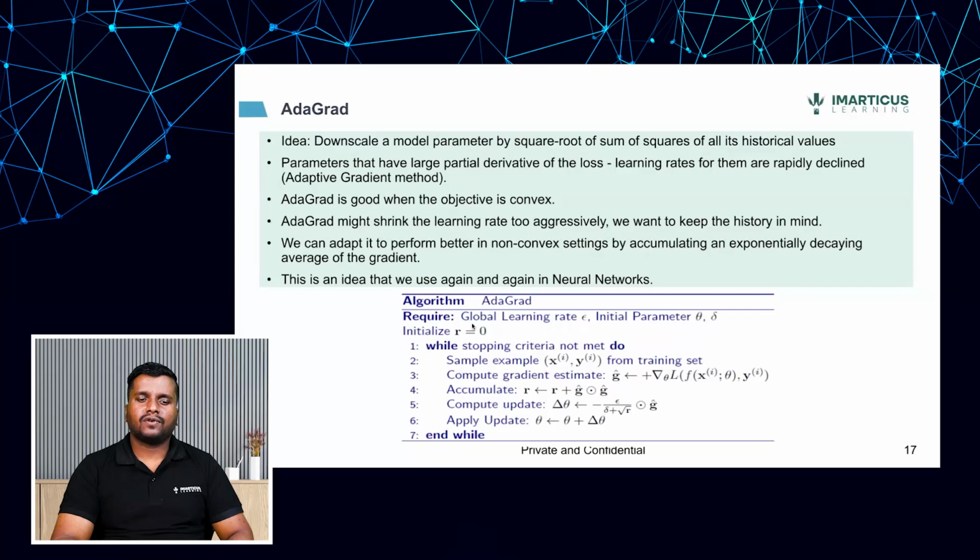We can adapt it to perform better in non-convex settings by accumulating an exponentially decaying average of the gradient. So we can change the mathematics to an exponentially weighted gradient accumulation, and that is what RMSProp does. And here we can see the example as well. While the stopping criterion is not met, it will compute the gradient estimate, and then it will accumulate the value of r, which is the initialization parameter, and it keeps on adding. We will compute and update the value of delta theta and apply the update again and again.